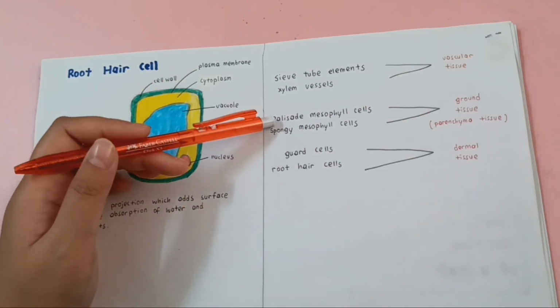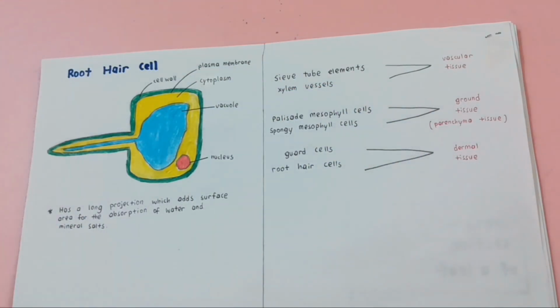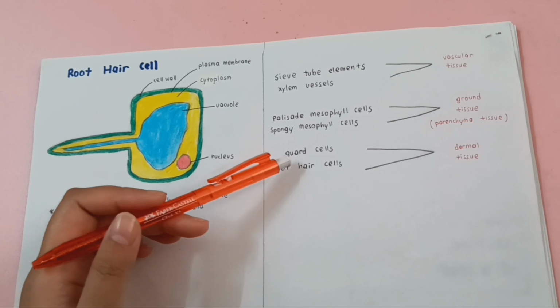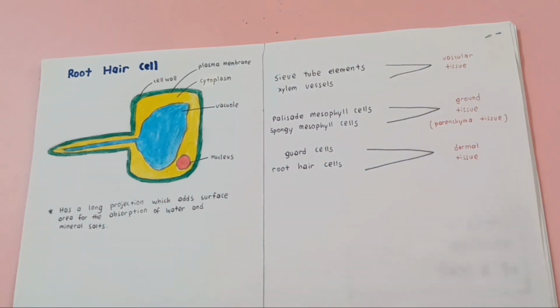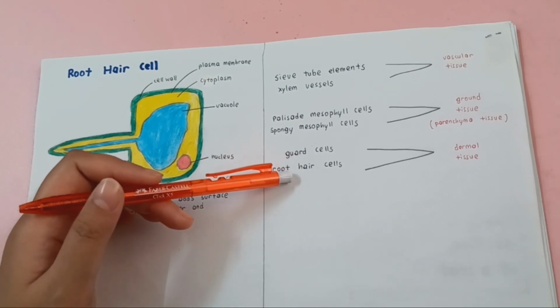Palisade mesophyll cells and spongy mesophyll cells are under ground tissue and also a kind of parenchyma tissue. They are basically responsible for photosynthesis. Photosynthesis happens here. And then the next ones, the guard cell and the root hair cell. The guard cell is responsible for the closing and opening of the stoma, whereas the root hair cell helps in the absorption of water and mineral salt from the soil to other parts of the plant. They are a kind of dermal tissue.